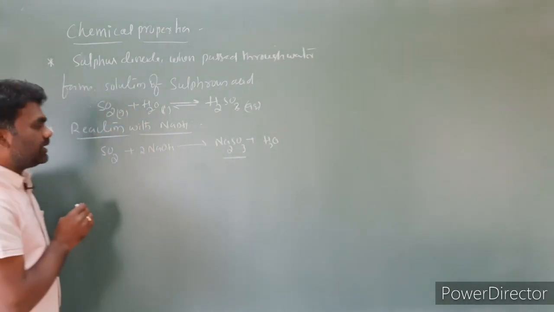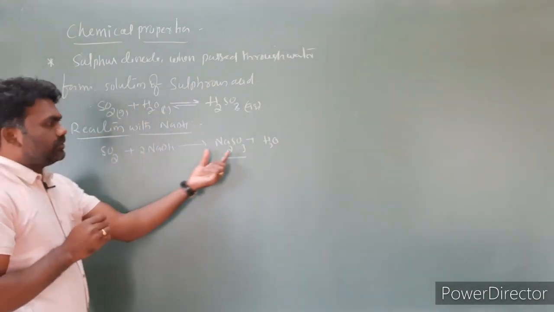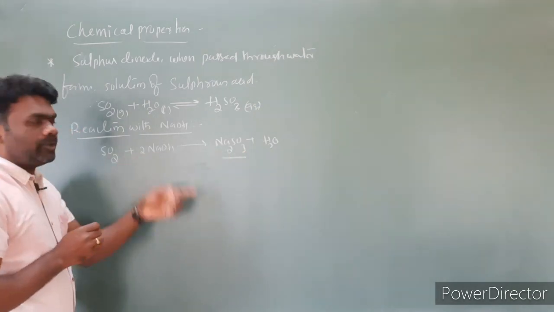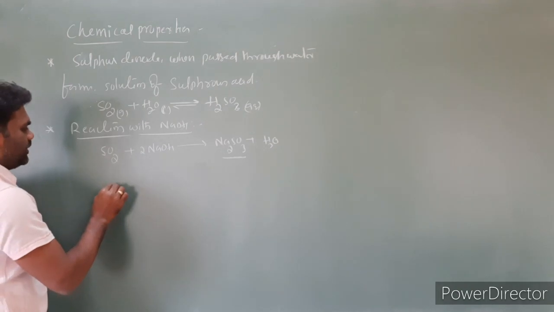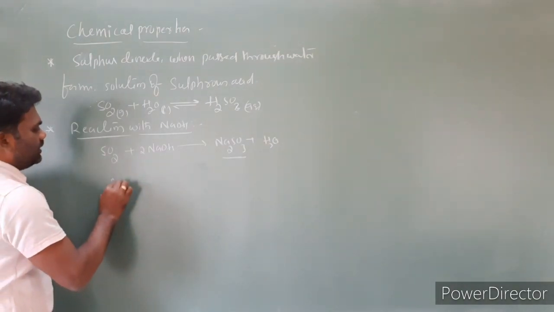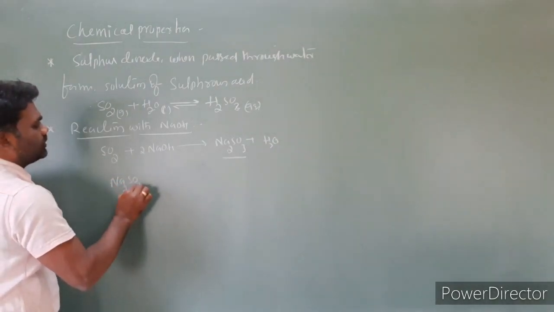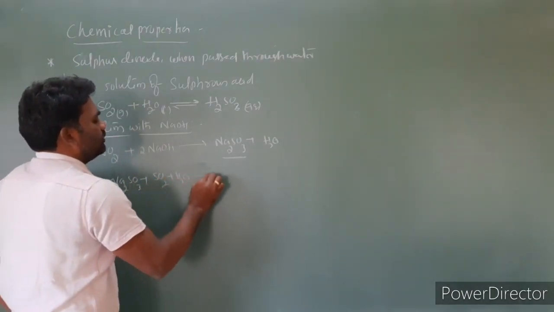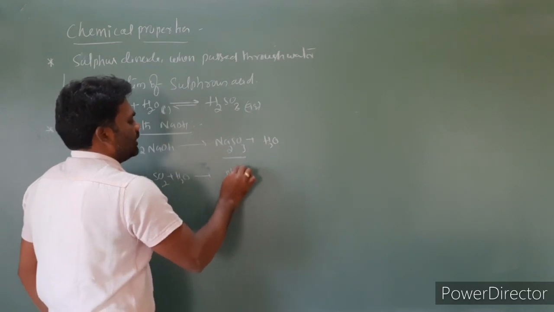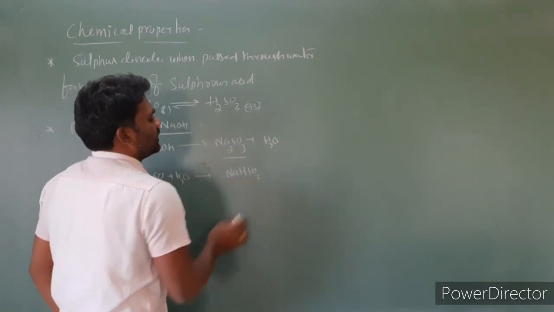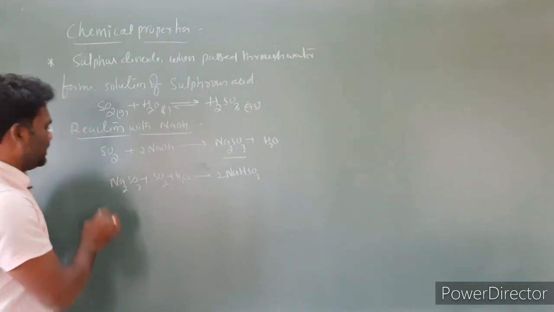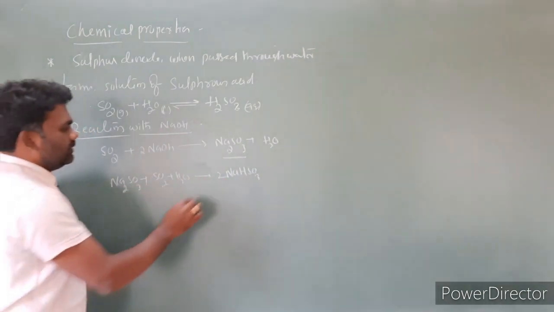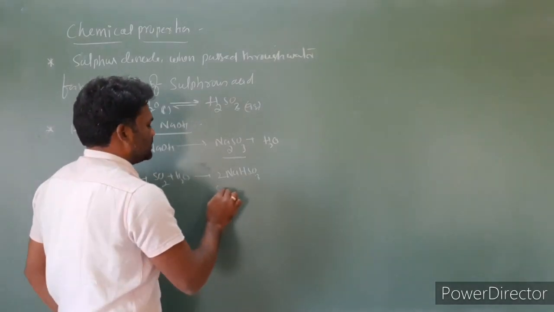Next, the Na2SO3 formed further reacts with sulfur dioxide. So what is the product we got? Na2SO3 further reacts with sulfur dioxide to produce sodium hydrogen sulfite. Na2SO3 reacts with SO2 and water, giving rise to NaHSO3. Here there are 2 sodium, so 2 NaHSO3. This equation is balanced. The product we got is sodium hydrogen sulfite.